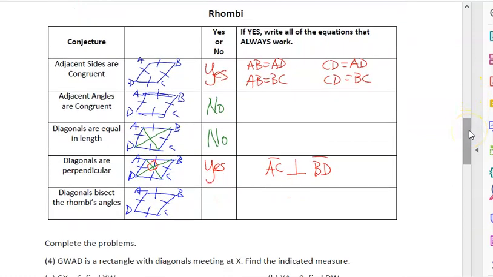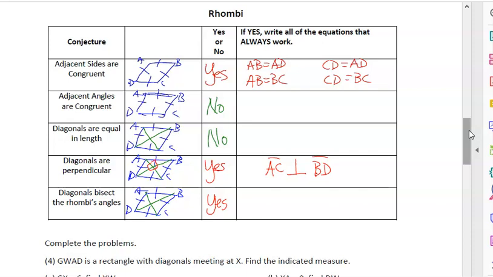And the last one, do the diagonals bisect the rhombus angles? So in other words, if I look at the angle at A, is angle A split in half? If I do the same thing for the other diagonal, is the angle at B split in half, C in half, as well as D? So do the diagonals cut them in half? And the answer, hopefully you found to be yes. The diagonals do split the angles in half.